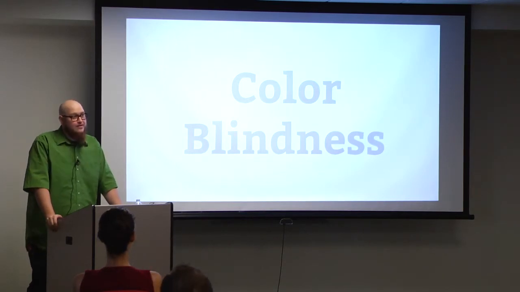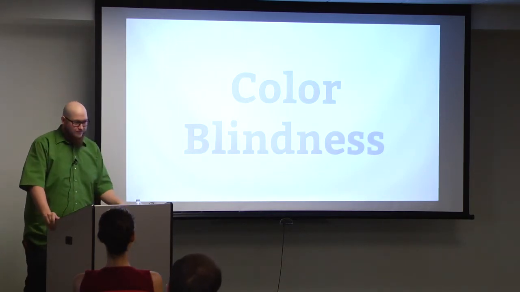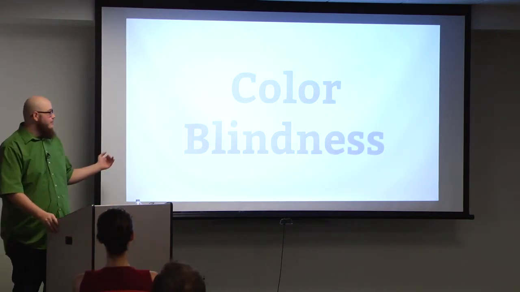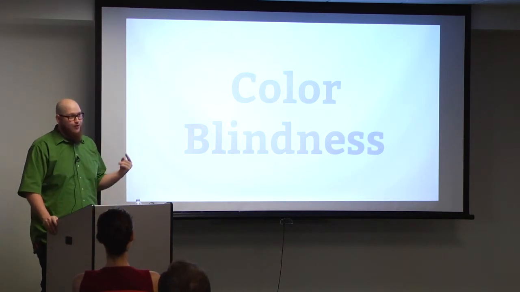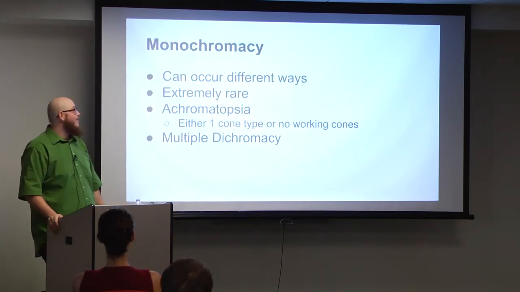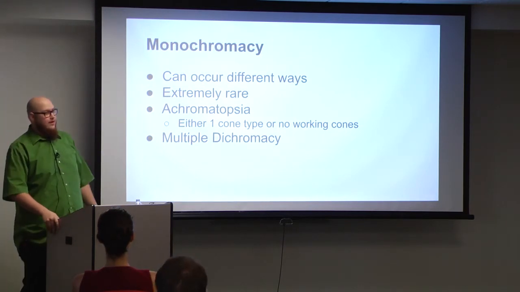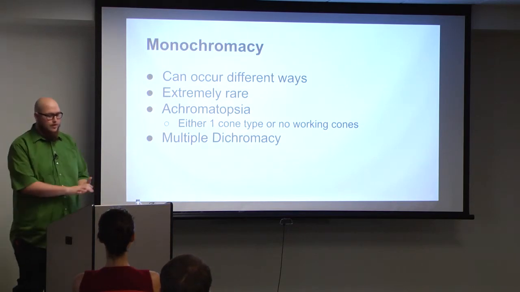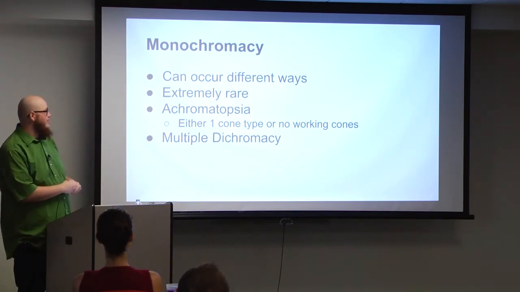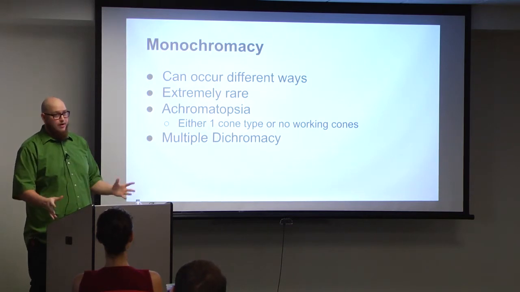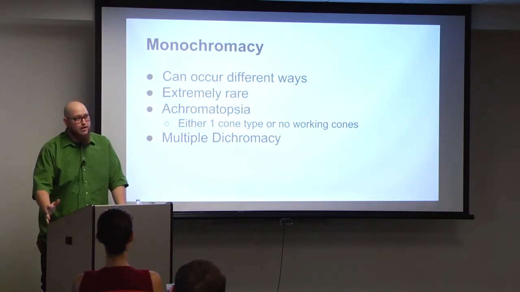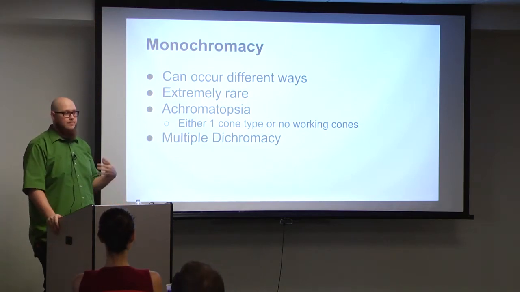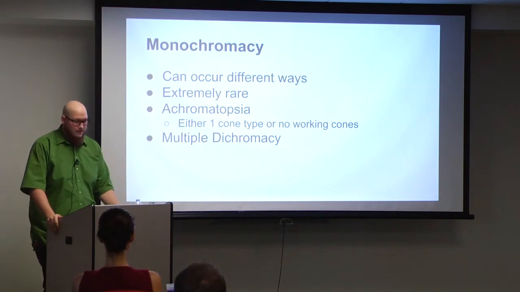However, some people have problems seeing color, like myself. And typically when people hear color blindness, they think one thing. They think of black and white TV, which is how people with monochromacy would see the world. So this can actually occur several different ways. It's an extremely rare condition. So most people with color blindness actually just have like a color confusion. So they don't see one color or something like that.